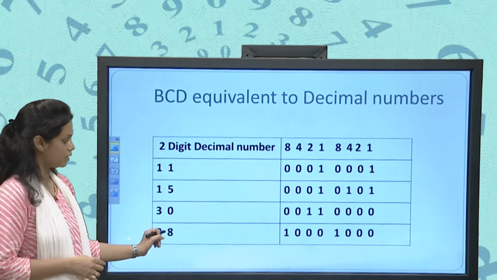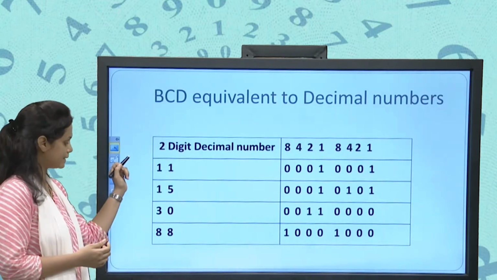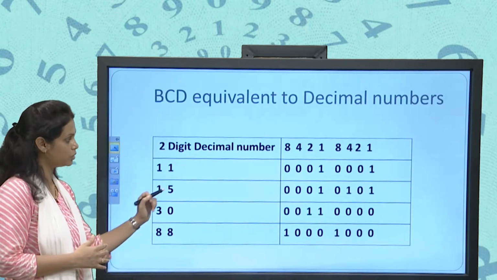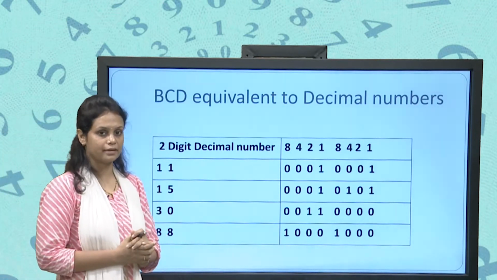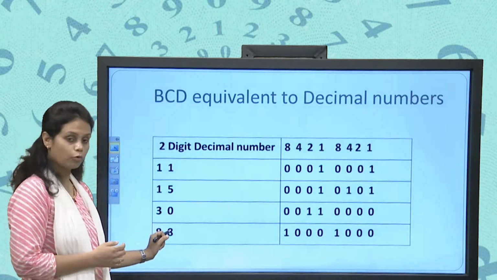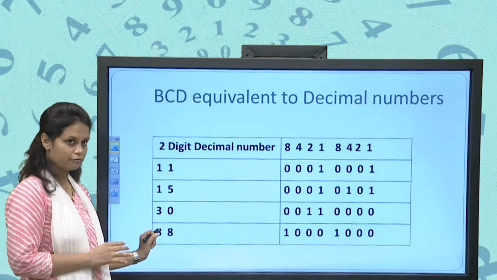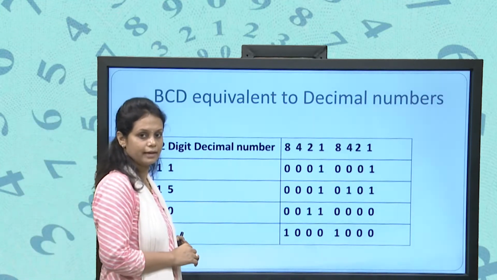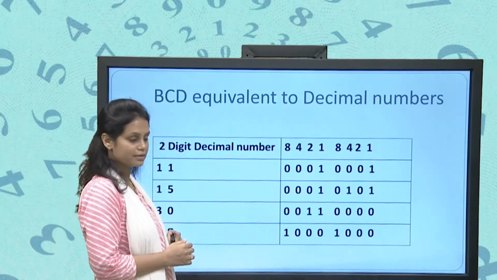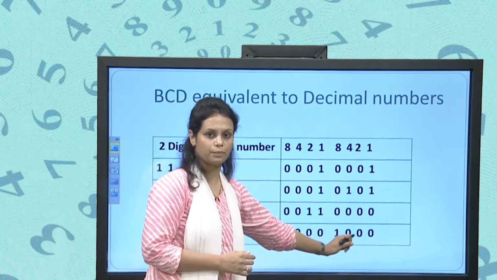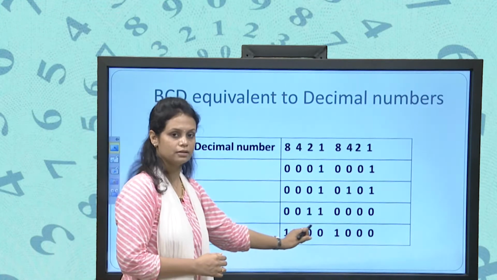Sorry. Now next our example is 88. We have to convert this 88, that is the decimal number, into the binary coded decimal. So how will we display the 88? We will use 4 bits to represent this 8 and 4 bits to represent this 8. Fine. Now how will we represent the 8? It is 1 0 0 0, and for this 8, this is again 1 0 0 0.